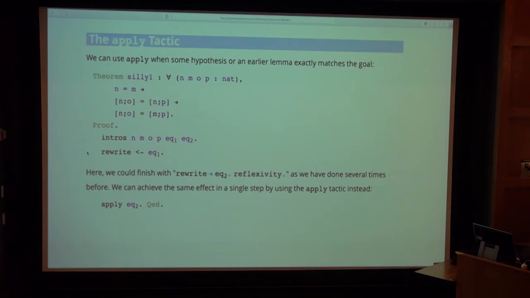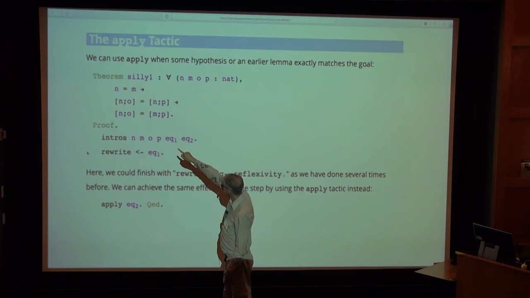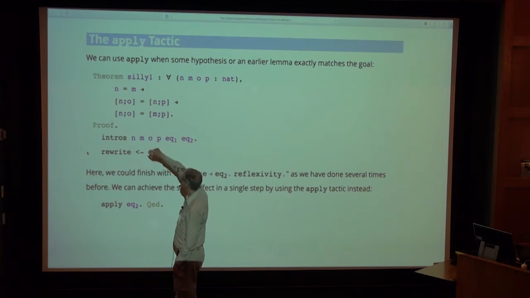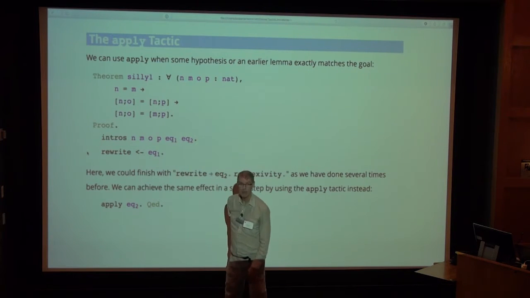The next one is apply. Apply says, if we've already established some theorem, and the thing that we're trying to prove now matches the theorem that we already proved, then we're done. So for instance, suppose we're trying to show, for some reason, that if we know n is equal to m, and we know that the list [n,o] is equal to the list [n,p], then we know that [n,o] is equal to [m,p]. All right, why does that make sense?